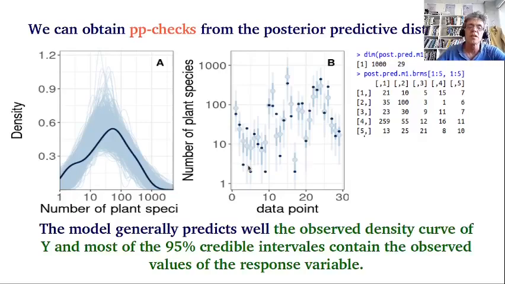We also see that for each of the 29 data points, with the exception of a few cases, here are the mean and the 95% credible intervals in pale blue lines, most of the observed values are within the 95% credible interval. So the model seems to have a very good predictive ability for these two features that we asked for.